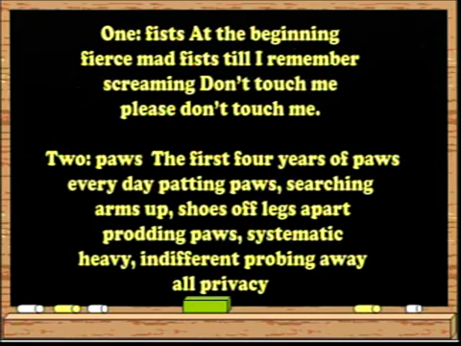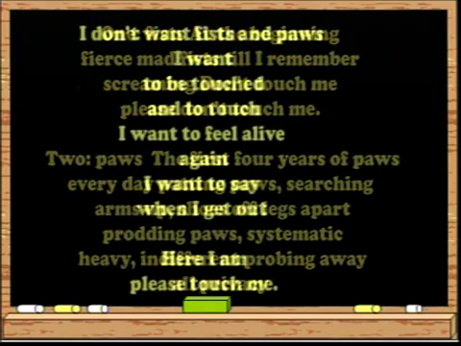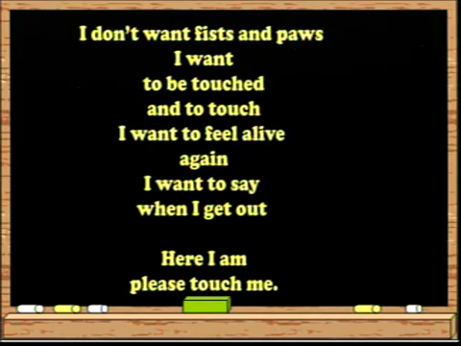2. Paws. The first 4 years of paws every day, patting paws, searching arms up, shoes off, legs apart, prodding paws, systematic, heavy, indifferent, probing away all privacy. I don't want fists and paws. I want to be touched and to touch. I want to feel alive again. I want to say when I get out, "Here I am, please touch me."